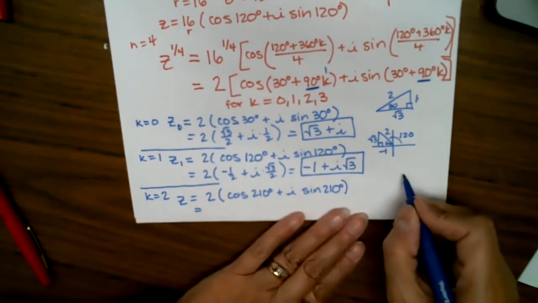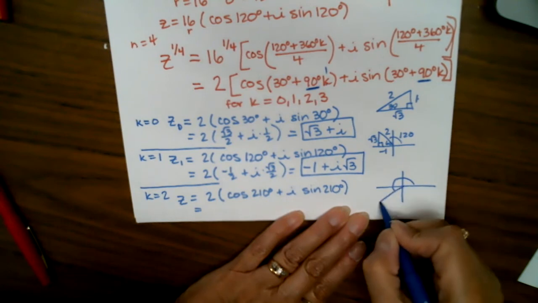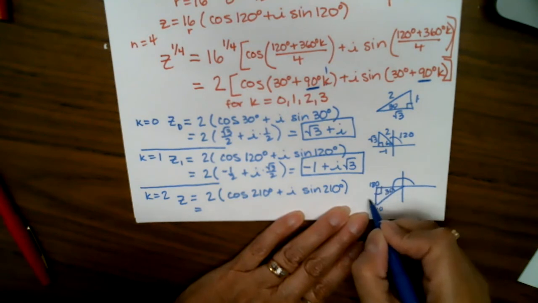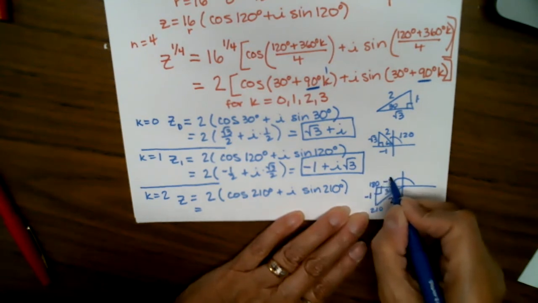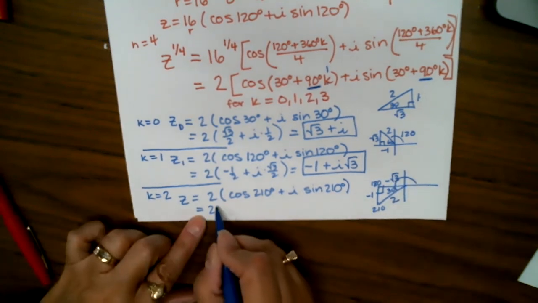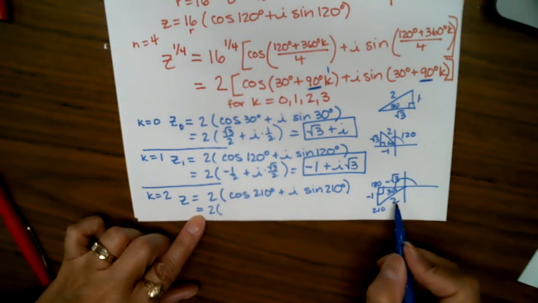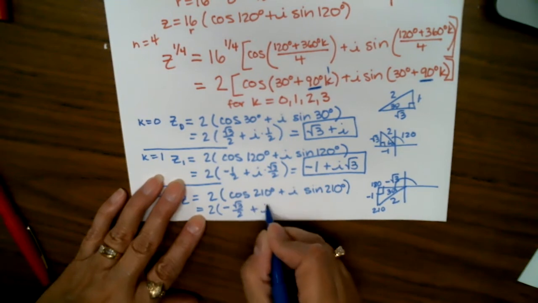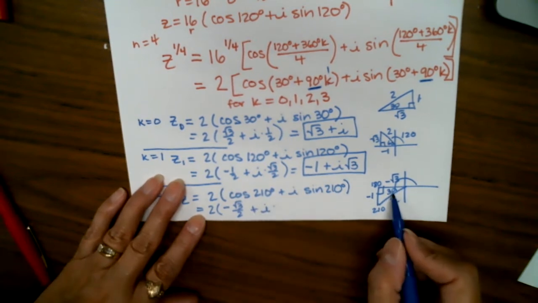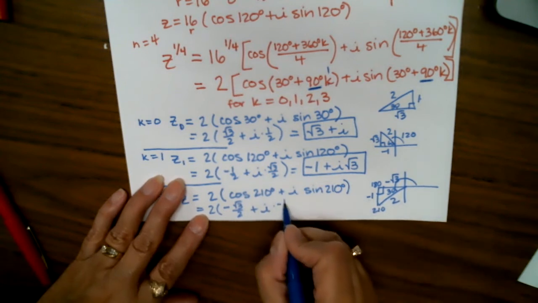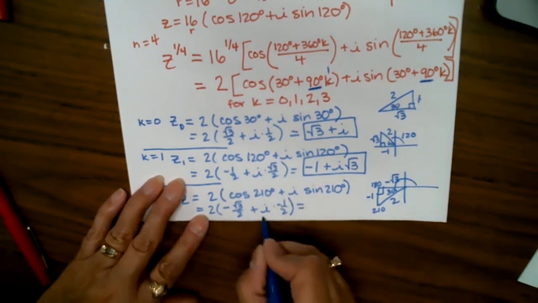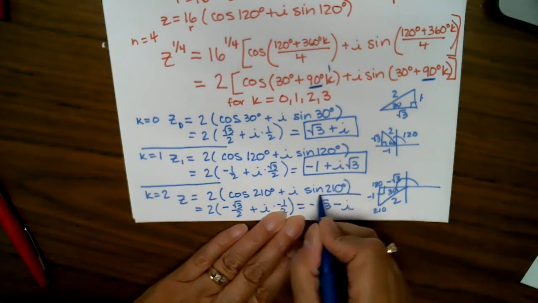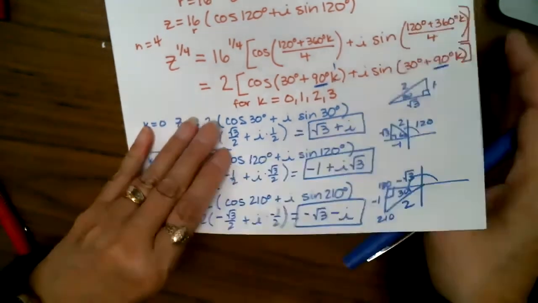Change it back to a plus bi form. Let's see, 210. 180, 210, they differ by 30. That's going to be negative 1, 2, and negative square root of 3. Okay, hopefully you'll notice kind of a pattern here. Cosine is negative square root of 3 over 2 for 210, plus i times the sine of 210. Sine is going to be negative 1/2. So our next answer, distribute the 2. We get negative square root of 3 minus i. Hopefully you're starting to see a pattern here because there is a pattern.